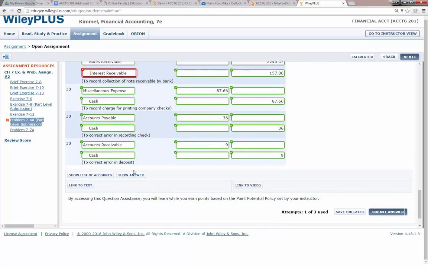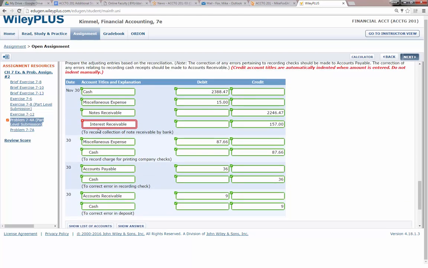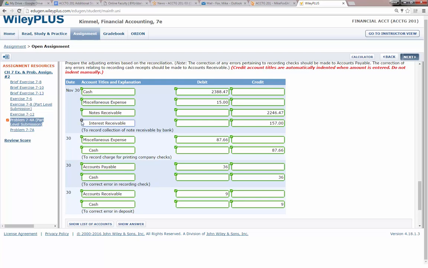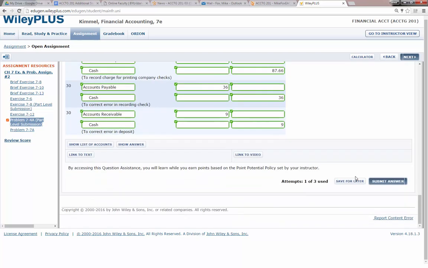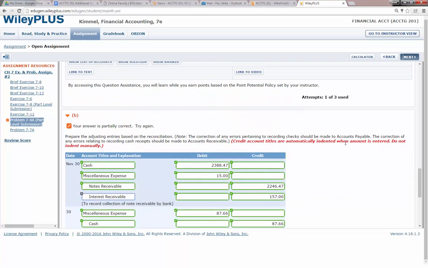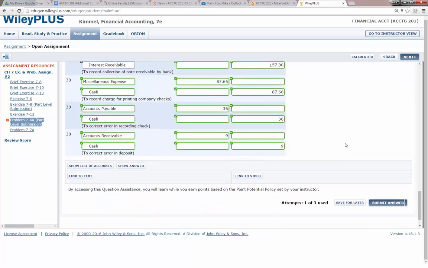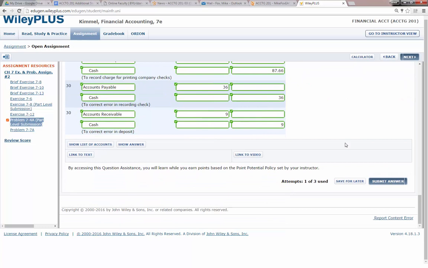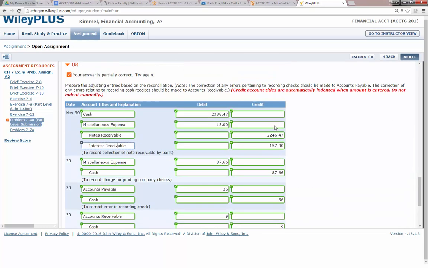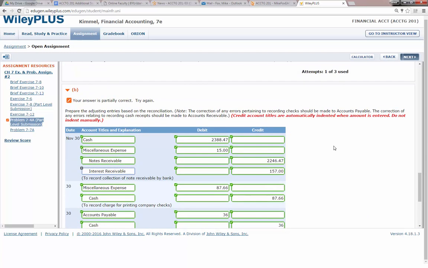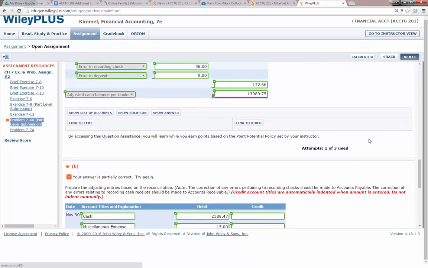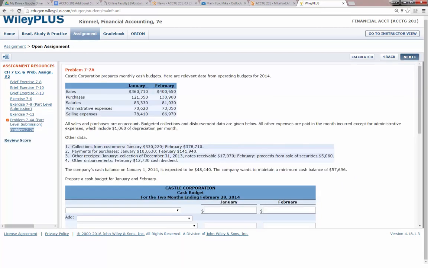Let's see, it looks like I made an error. Oh, I put interest receivable. That should have been interest revenue, right? So I just hurried through it and made a mistake. Hopefully you never do that like I just did. And I think that's the only two parts to this question. So there we go. I could redo it all, or I would just keep that grade probably if it were real life for one little mistake. And that's it.